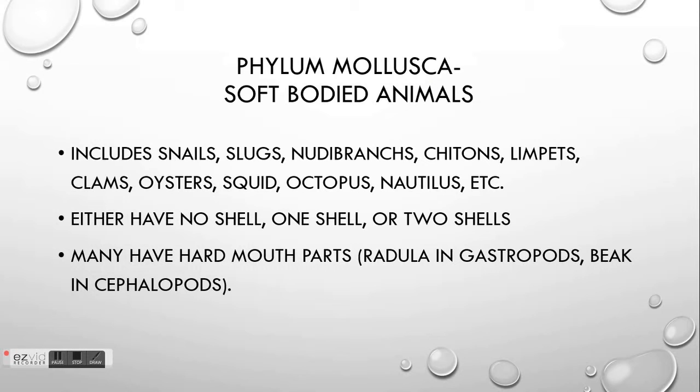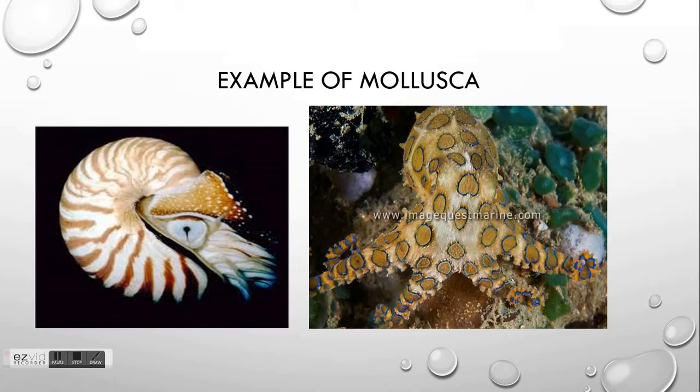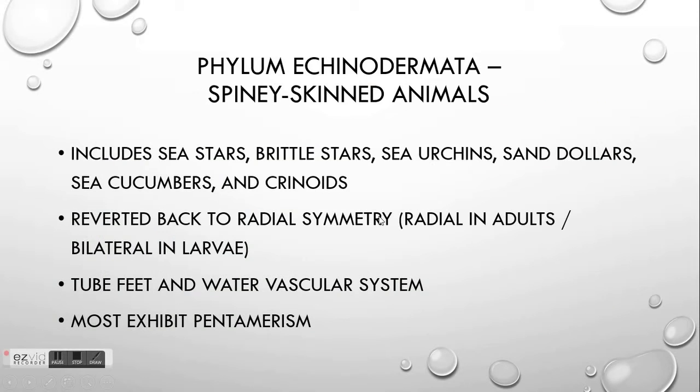Phylum Mollusca, soft-bodied animals, include snails, slugs, nudibranchs, chitons, limpets, clams, oysters, squids, octopus, nautilus, etc. They have no shell, one shell, or two shells. Many have a hard mouth, like the big cephalopods. An example of a mollusca will be an octopus.